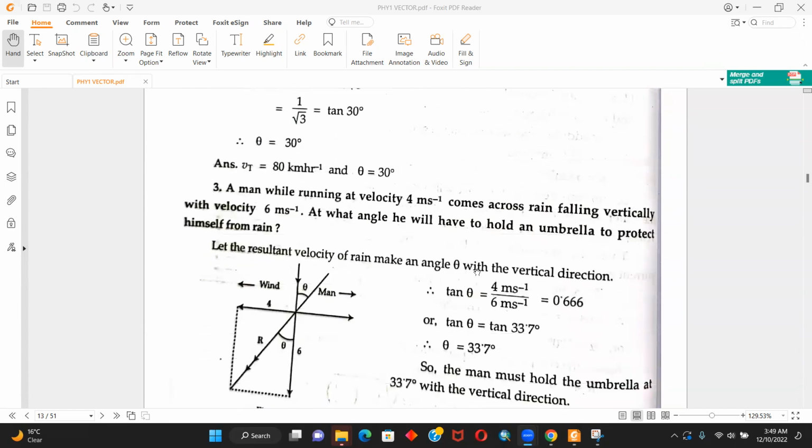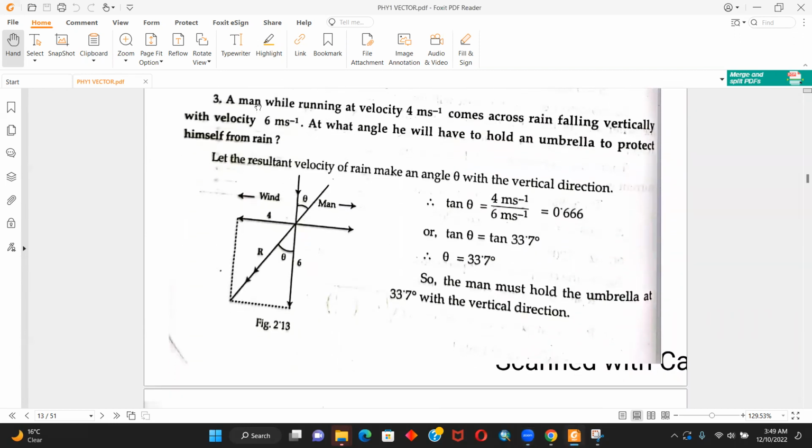Now a man, while running at velocity 4 meters per second, comes across rain falling vertically with velocity 6 meters per second. At what angle will he have to hold an umbrella to protect himself from rain? This is actually a very important math. So see, rain is falling obviously vertically downwards. They are not saying that there is any angle.